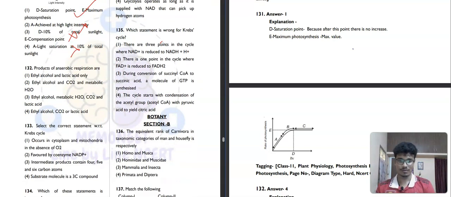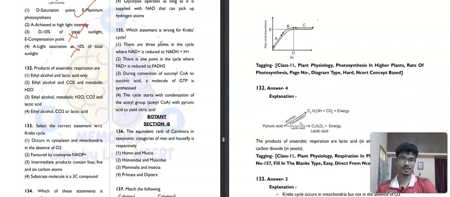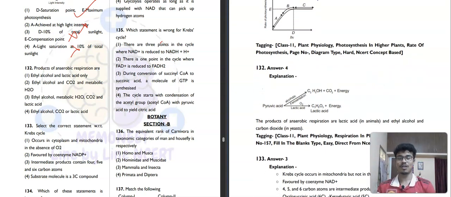Then question number 132. It is saying that products of anaerobic respiration are ethyl alcohol and lactic acid only, ethyl alcohol and CO2 and metabolic H2O, then ethyl alcohol, metabolic H2O, CO2 and lactic acid, then ethyl alcohol, CO2 or lactic acid. You can see pyruvic acid, and then ethyl alcohol is formed. In anaerobic respiration we get ethyl alcohol, CO2 or lactic acid. So the fourth option will be our correct answer.